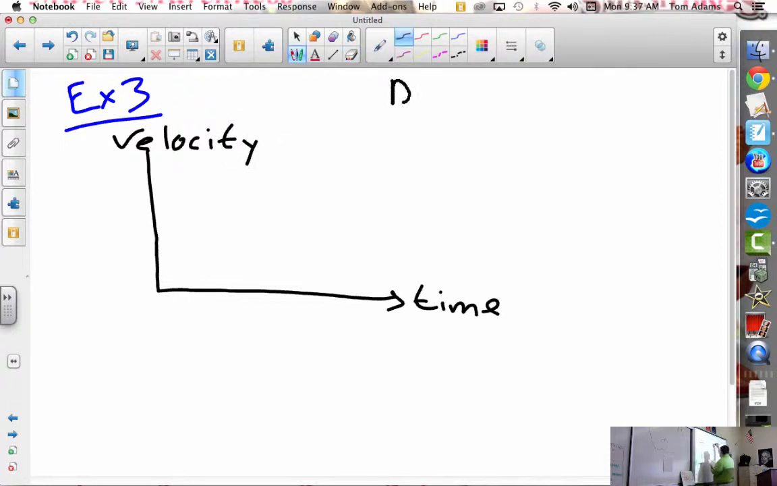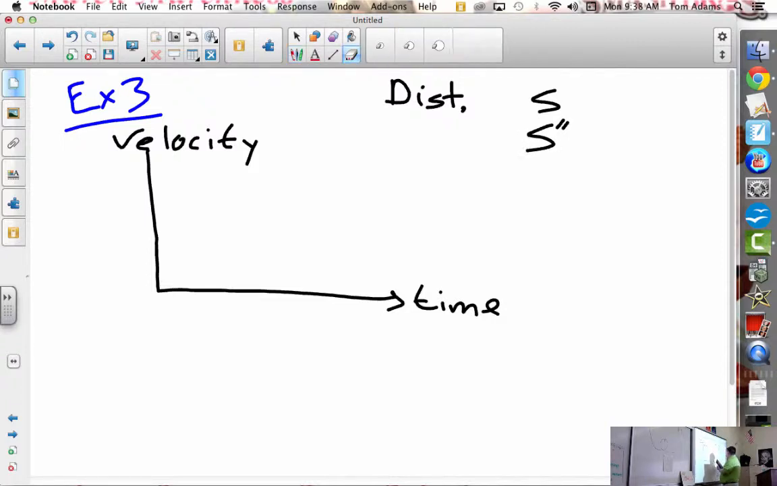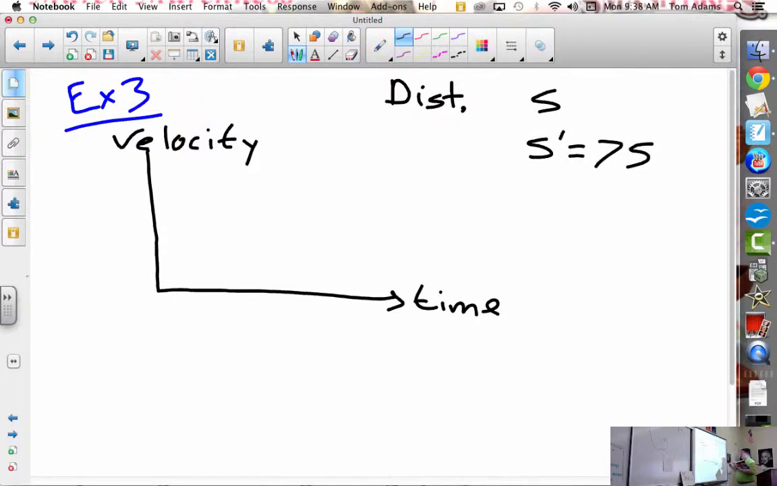They want a distance, right? Now, a distance is really a displacement s. And we know that the velocity, which is really the derivative of displacement, is 75. Remember that stuff? Okay. So we know that the velocity is a constant 75.